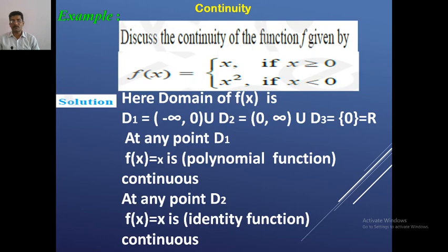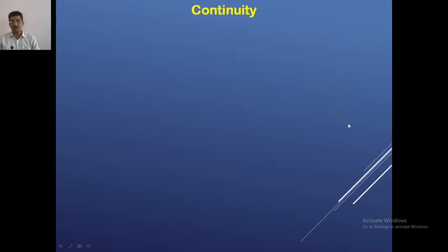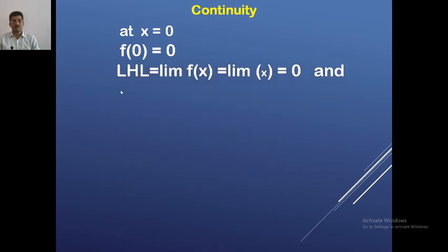Next, verifying only at the particular point x equal to 0. Here find the value of the function at the point x equal to 0. You know that the value of the function is 0. Also, find the limiting values as x tends to 0. Since the given function is a piecewise function and 0 is the turning point, we find the left hand and right hand limits.